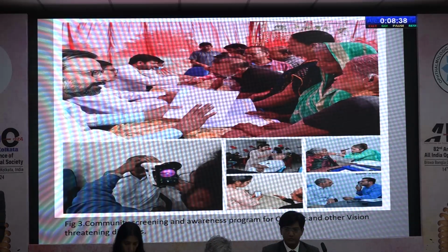In this photograph, we conducted a camp 2 to 3 months back in which we used our basic equipment with artificial intelligence to screen out cataract, and not only cataract, but also other vision-threatening diseases like diabetic retinopathy, hypertensive retinopathy, and glaucoma. So tele-screening is very useful. We conduct this type of screening in our department at 3 to 4 month intervals.